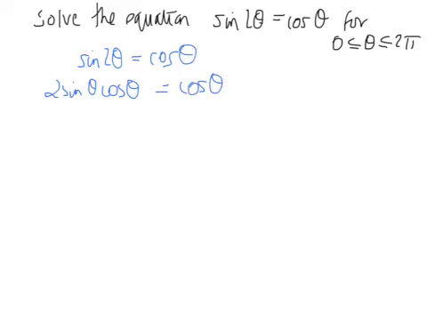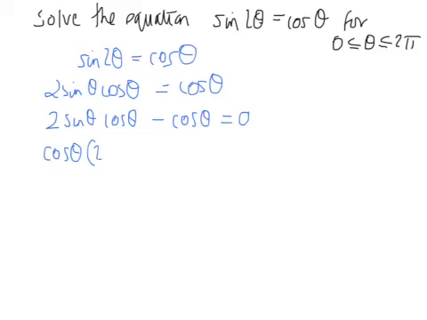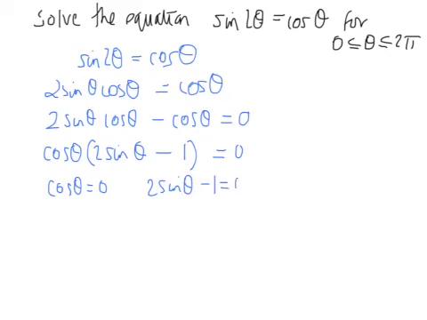theta. Now, it's tempting but wrong to cancel out the cosine theta at this stage. If you do that, you will lose some of your solutions. A better way around it is to take the cosine of theta to the left-hand side as well. So we'll have 2 sine theta cosine theta minus cos theta equals 0. We can then factorise, so we take out cos theta, 2 sine theta minus 1 equals 0. So we've either got cos theta is equal to 0, or 2 sine theta minus 1 is equal to 0.